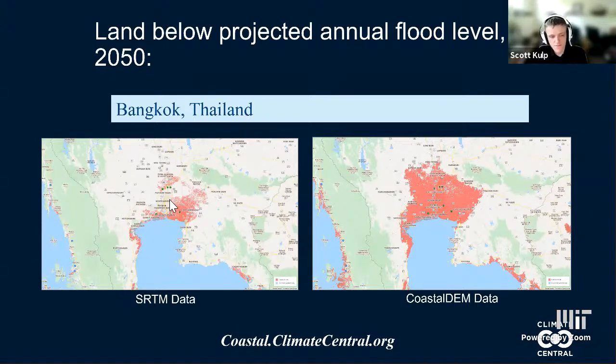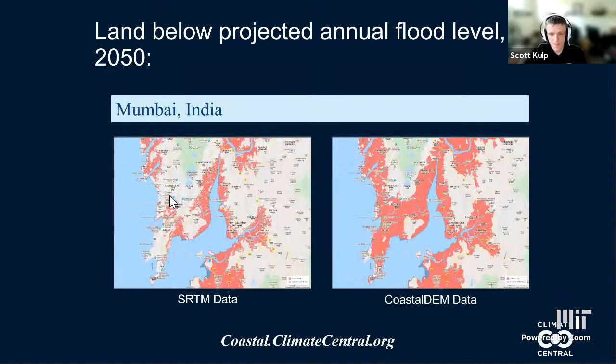But anyway, the important point here is, CoastalDEM predicts dramatically lower and more vulnerable land in this area. You can almost see the outline of what it really should be in SRTM, but due to the density of buildings here, it doesn't capture that. Mumbai, India, very similar. SRTM doesn't really see any of this land as low-lying.